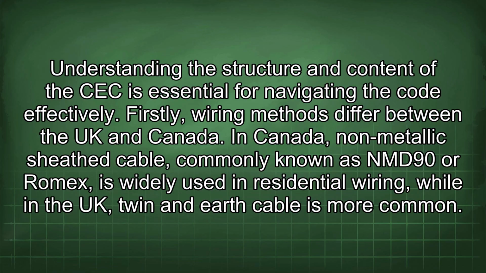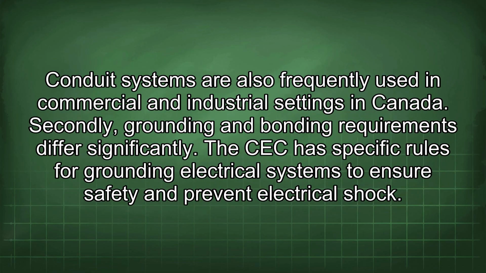Firstly, wiring methods differ between the UK and Canada. In Canada, non-metallic sheath cable, commonly known as NMD90 or Romex, is widely used in residential wiring, while in the UK, twin and earth cable is more common. Conduit systems are also frequently used in commercial and industrial settings in Canada.